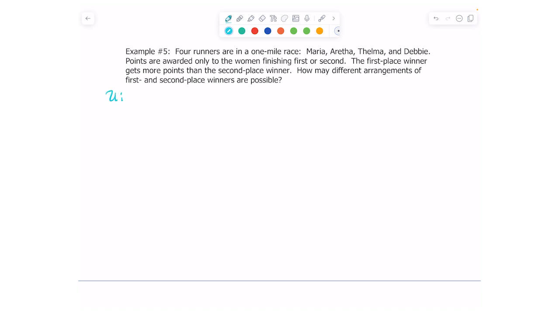Let's understand the problem first. What do they give me? They tell me that we have our 4 runners, right? And the first place winner gets more points than the second place winner. And points are only awarded to women that are finishing first or second. We're looking for how many different arrangements of the first and second place winners are possible. So there's 3 possibilities for first and second positions.